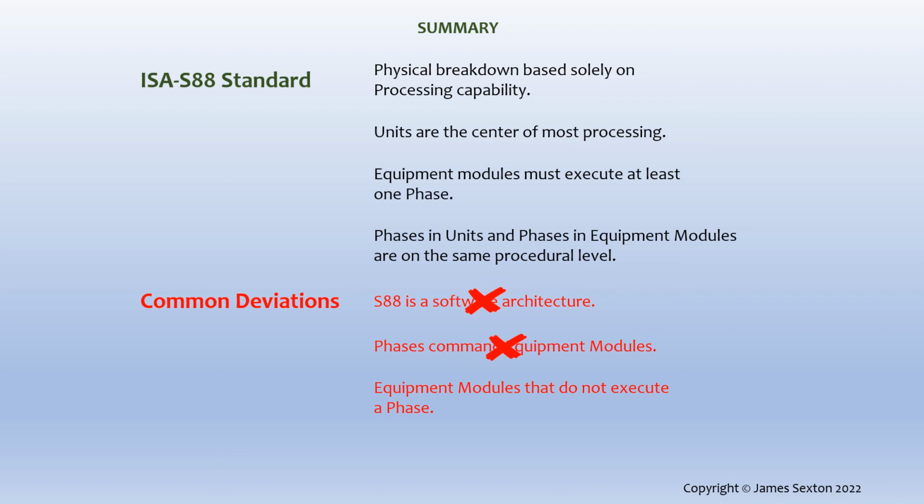It's also common to come across definitions of equipment modules that do not execute a phase. According to ISA-88, this is not possible. An equipment module by definition carries out minor processing actions through the execution of phases. Finally, the definition of equipment modules based on groupings of control modules has become all too common too. This represents a complete departure from ISA-88.